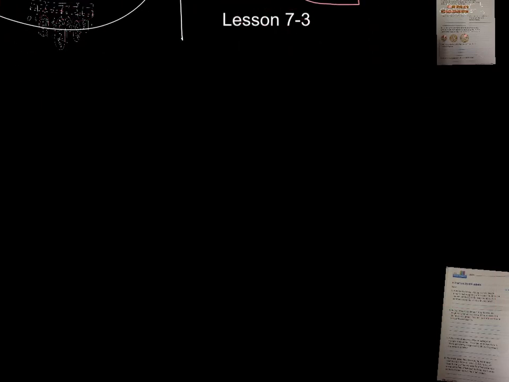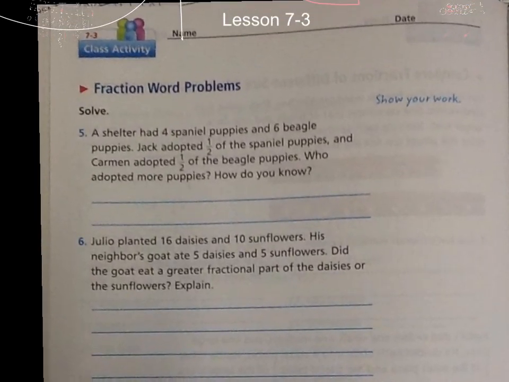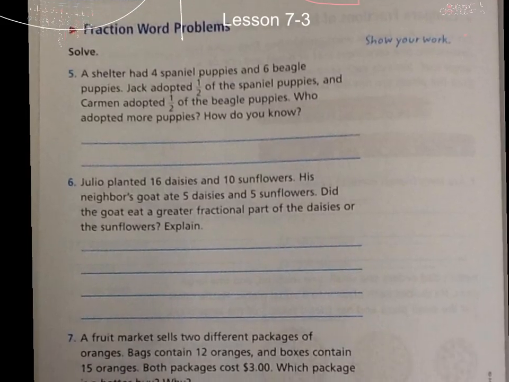So I'm going to get my shoes out of the way that didn't turn out really looking like shoes. And I'm going to go over 1, maybe 2 of these with you, and then I want you to work on the rest on your own. So number 5, a shelter had 4 spaniel puppies and 6 beagle puppies. Jack adopted 1/2 of the spaniel puppies, and Carmen adopted 1/2 of the beagle puppies. Who adopted more puppies? How do you know?